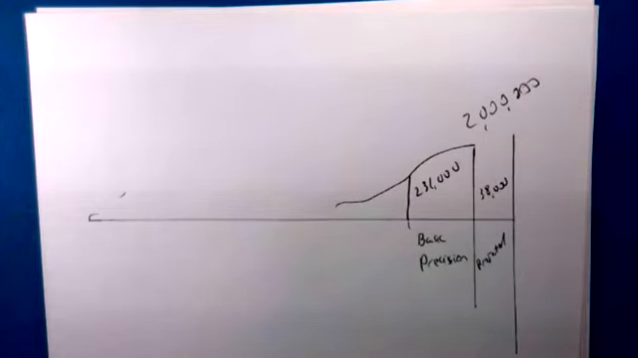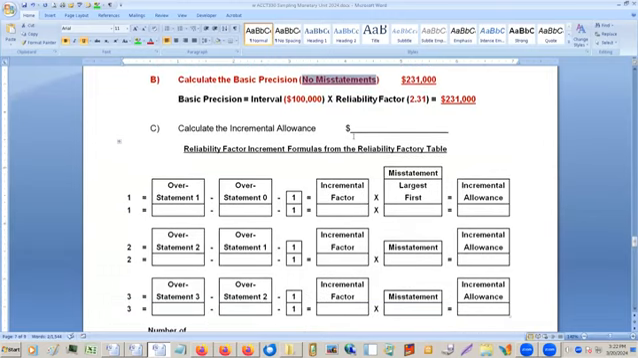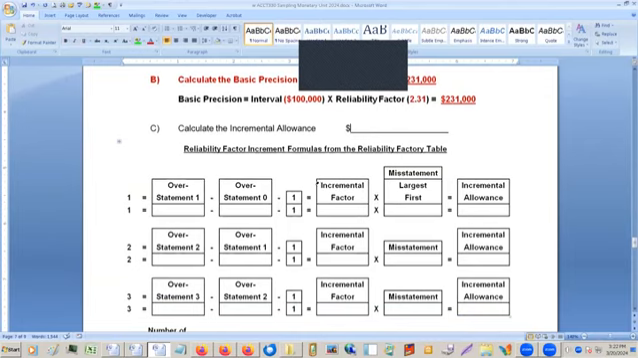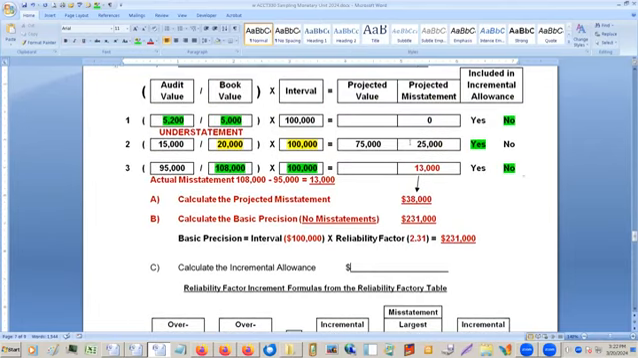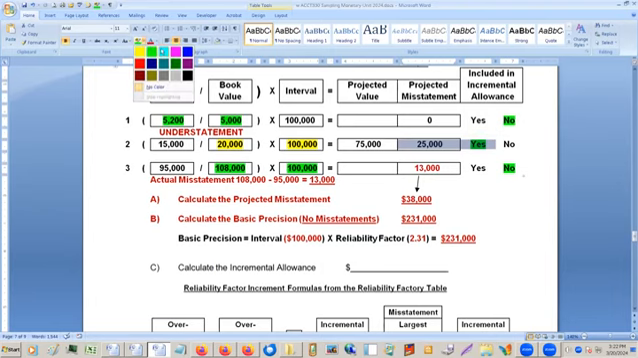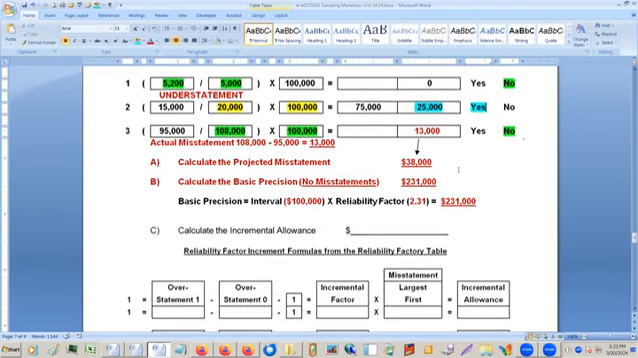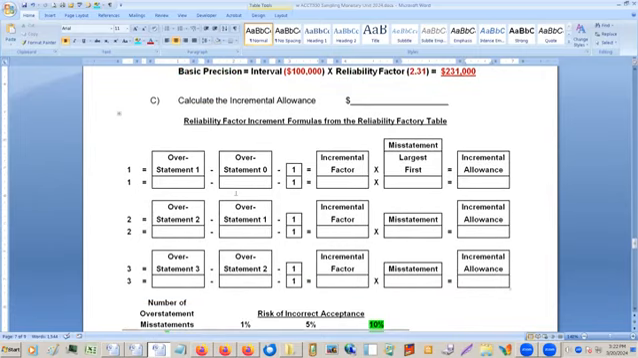And we could have an incremental allowance, which we'll do last here. And this is the wacky one. This is the most wacky one. Now we only have one that we need to do it for, so we'll just do it for the 25,000. Incremental allowance. Okay, so coming down here, this is where it gets strange.